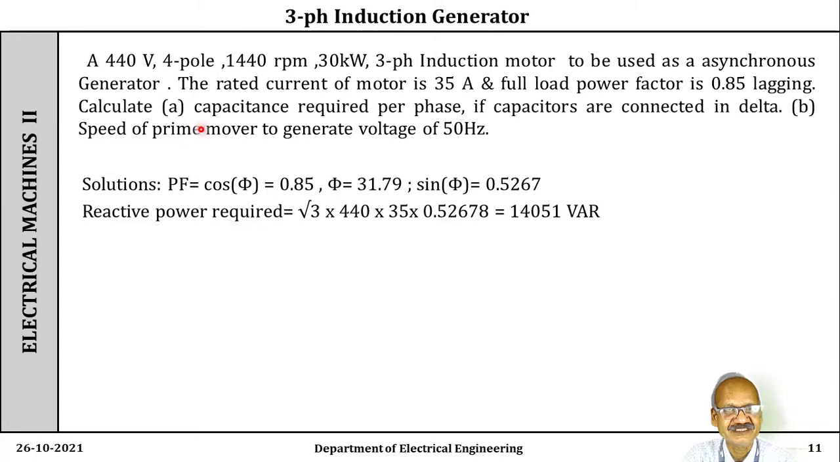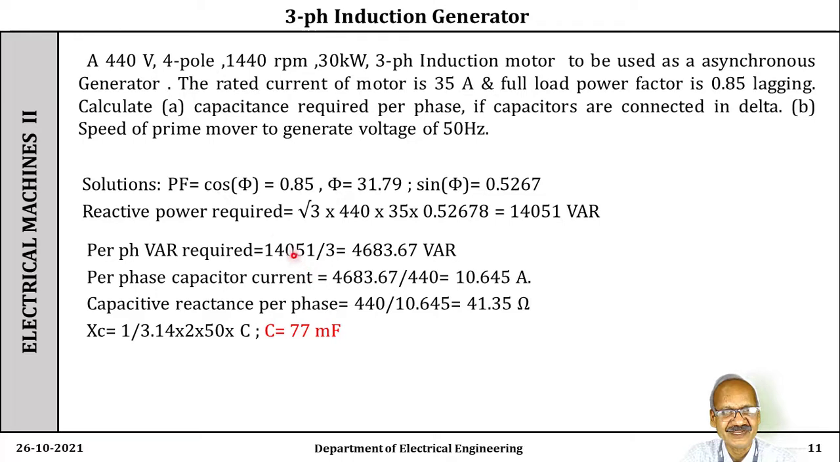The power factor is given, cos phi equal to 0.85 and therefore phi equal to 31.79 degree, and therefore sin phi equal to 0.52. And therefore the reactive power required is the reactive power which the generator has to draw either from grid or locally supplied by the capacitor bank. Now how much reactive power is required? That is Q equal to root 3 VL IL sin phi, and that is 14,051 VAR, volt ampere reactive. And therefore the per phase VAR required is divided by 3, that is 4683.67.